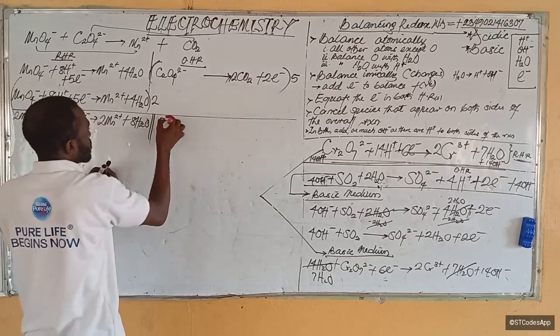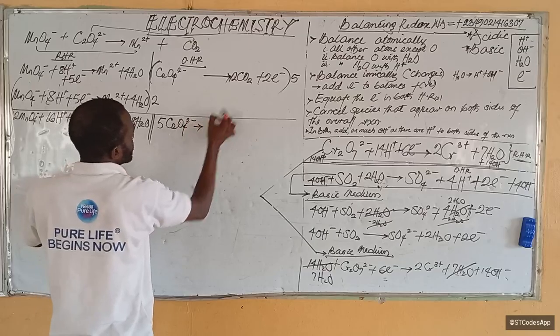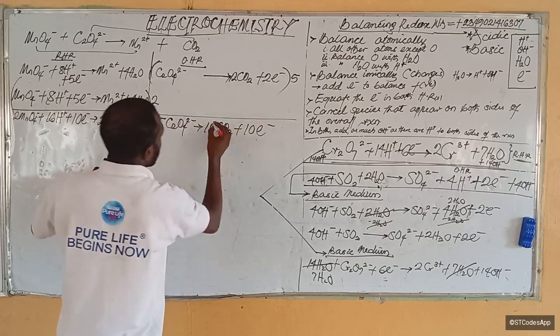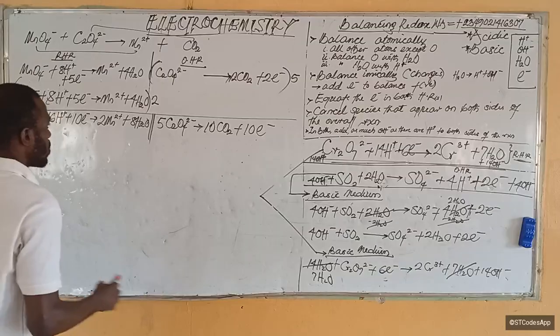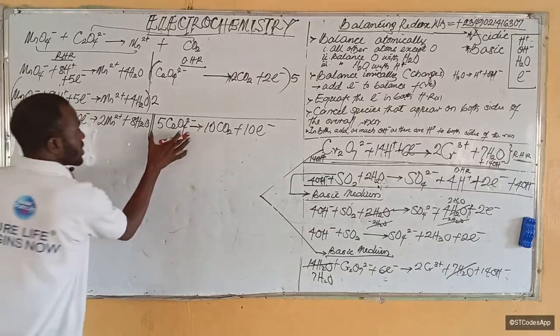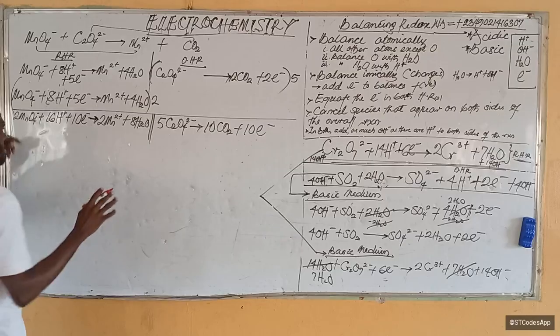5 times this guy becomes 5C2O4 2 minus to give 10CO2 plus 10e minus. Now, given this, we bring the overall reactions together. This is the reactant side, this is the reactant side. You bring them together, reactant side together.